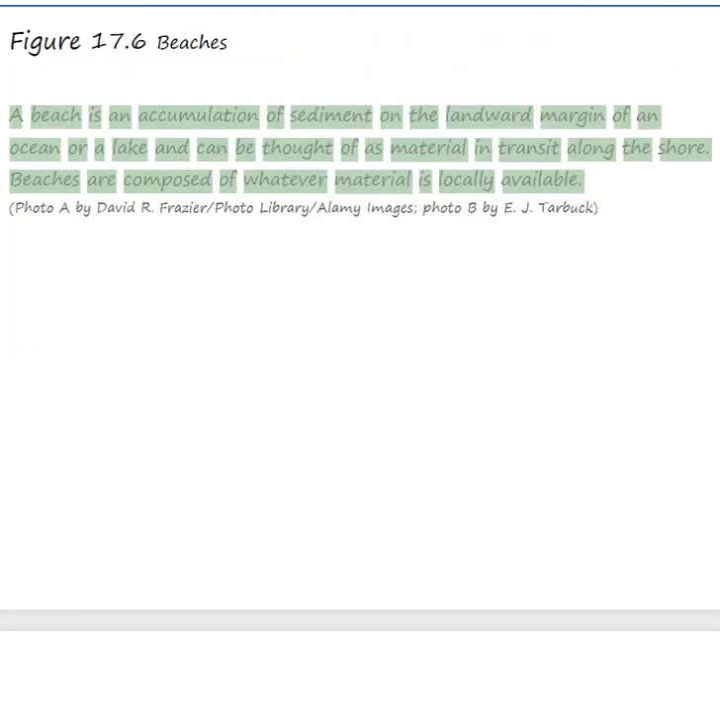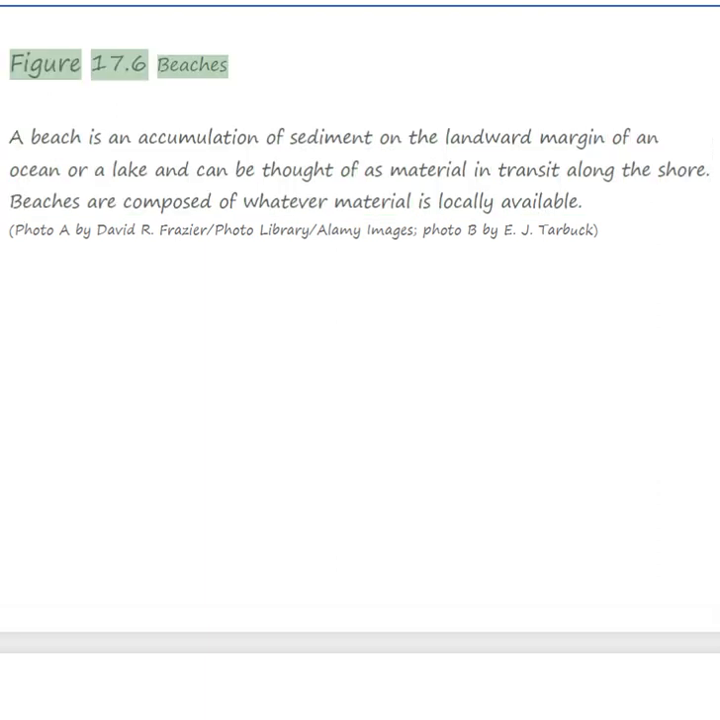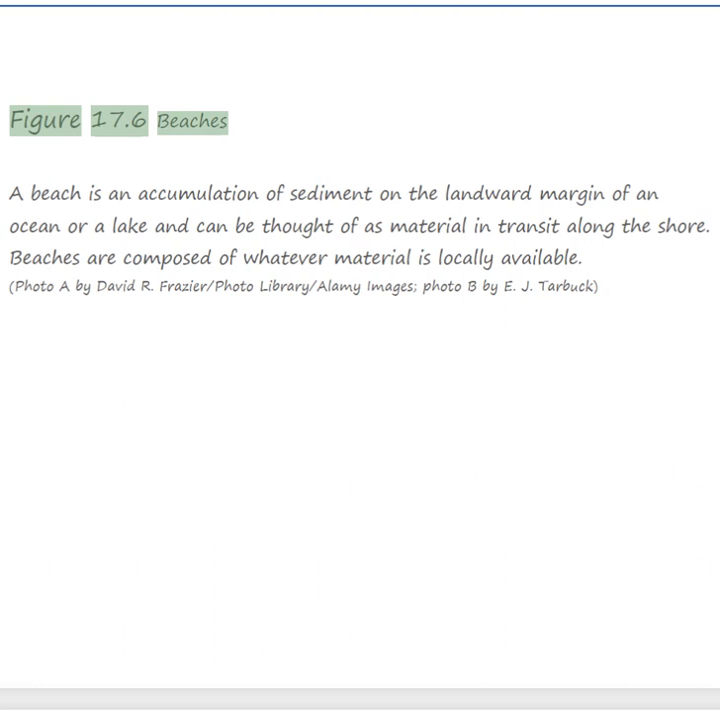A beach is an accumulation of sediment on the landward margin of an ocean or a lake and can be thought of as material in transit along the shore. Beaches are composed of whatever material is locally available. Figure 17.6 Beaches.